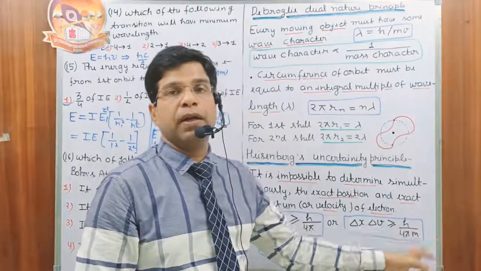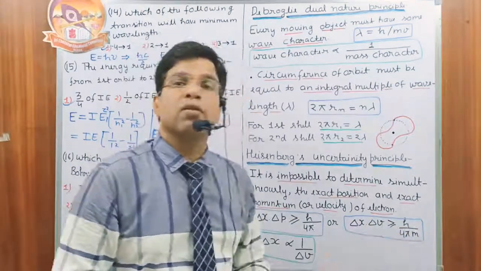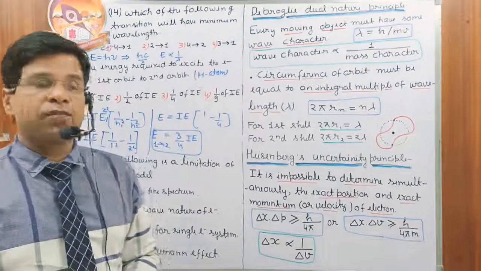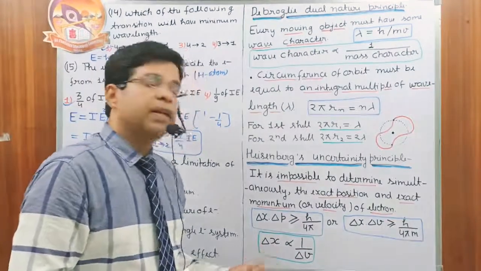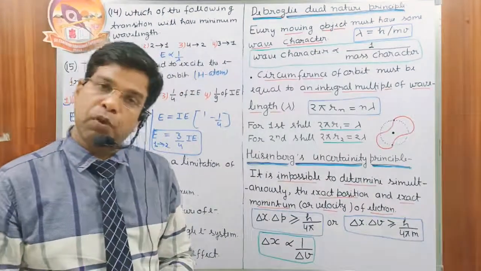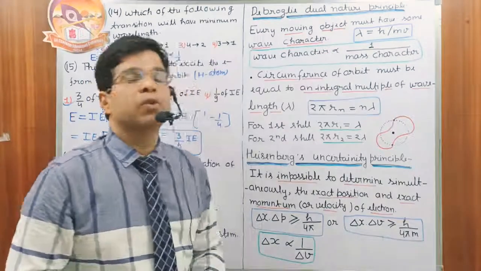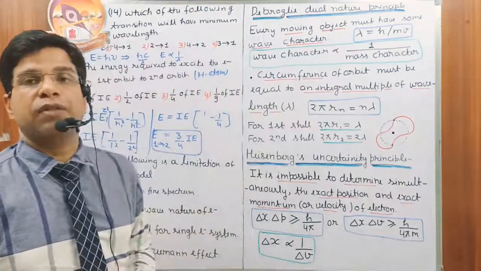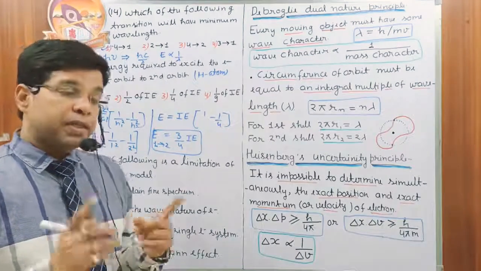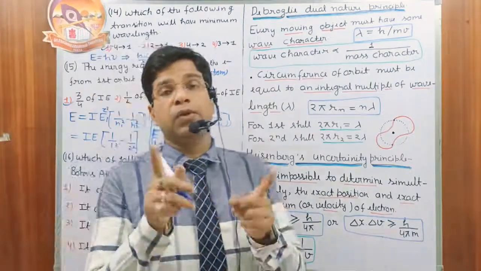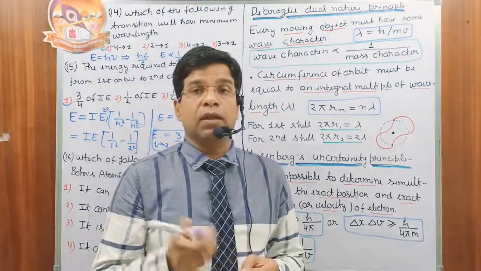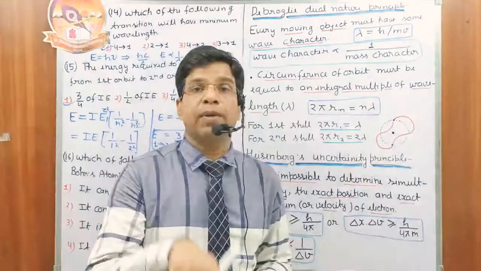For a given particle like an electron, this m is also constant. In such case, what happens? The uncertainty associated with the location is inversely proportional to the uncertainty associated with the velocity. Means if the uncertainty in the position is maximum, then the uncertainty in the velocity is the minimum.